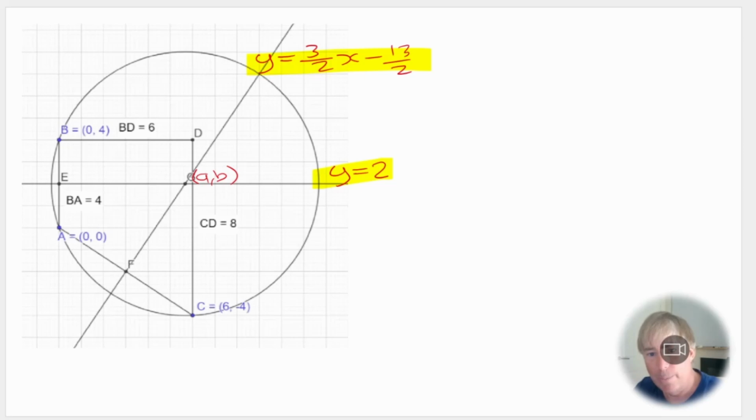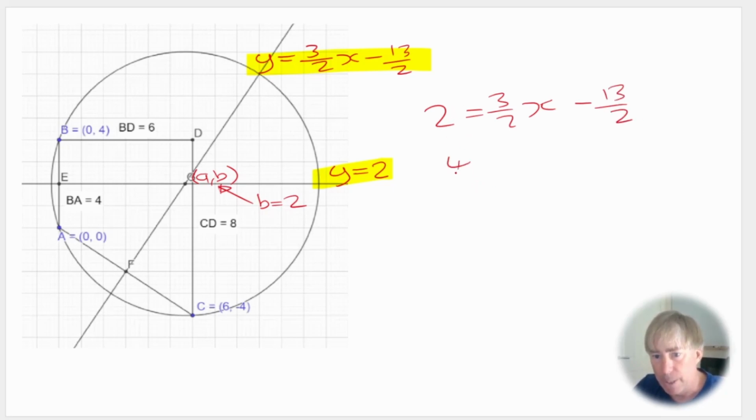Okay, so we have our two highlighted equations. y equals 3 over 2x minus 13 over 2 is our diagonal line, and our horizontal line y equals 2, which basically gives us our value of b. So we already know that our y value, the centre of the circle, is actually 2, so b is equal to 2. It's just a case of now finding the x value, or a. Okay, so we're going to equate these two. So I'm going to say that 2 is equal to 3 over 2x minus 13 over 2. And I'm going to solve for this.